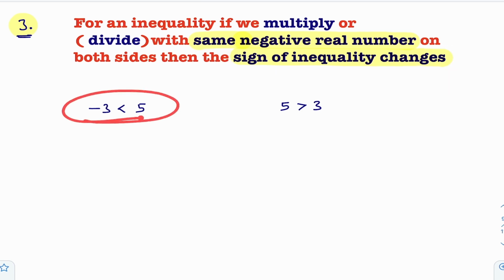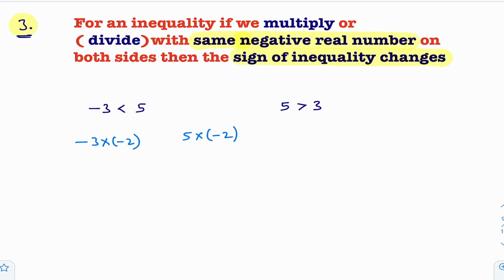You see here, minus 3 is less than 5. Is it true? Yes, clearly minus 3 is smaller than 5. Minus 3 is less than 5. What I'll do, I'll multiply with the same negative real number on both sides. You take one negative real number and multiply on both sides. I'll take minus 2. Minus 3 into minus 2, I'm multiplying. Okay, 5 into minus 2. This is the inequality. For this inequality, I am multiplying with the same negative real number on both sides. As per this property, they are saying the inequality sign changes. That means less than changes to greater than. Let's see what will happen.